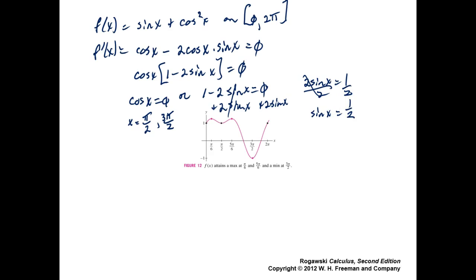Now, where in the world between 0 and 2 pi is your sine 1/2? Pi fourths is root 2 over 2. Pi 6 is 1/2. So x equals pi 6. That's one place where the sine is 1/2.